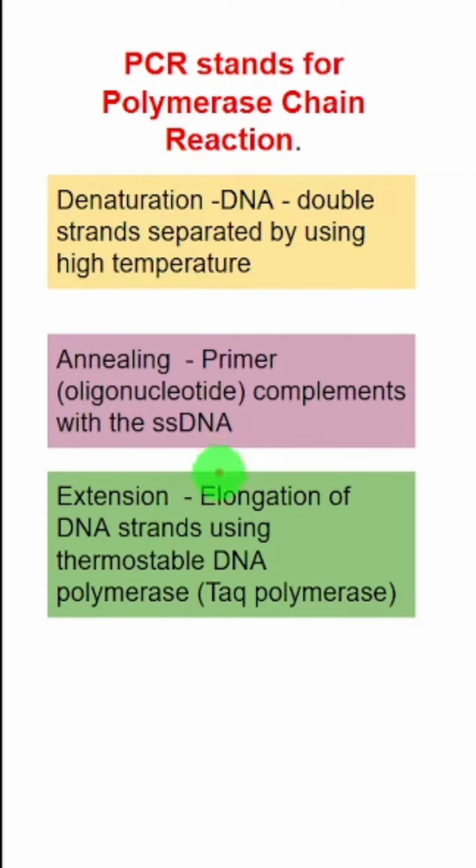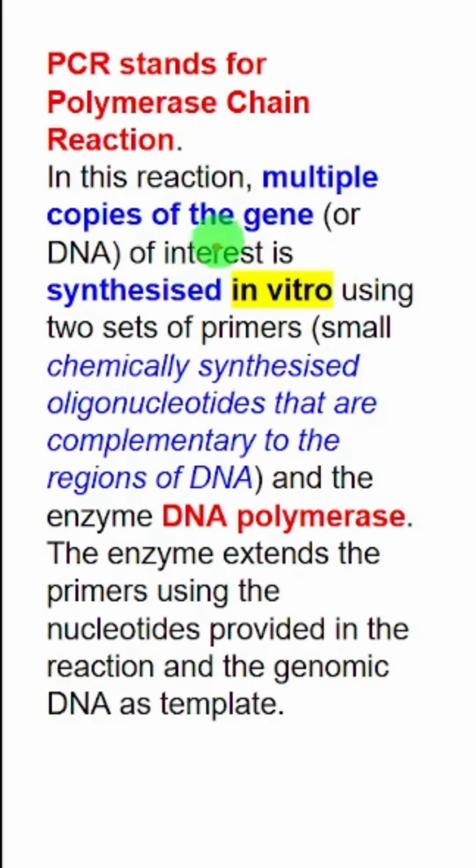So this is repeated around 30 times, 30 cycles of PCR, and we end up with around a billion copies of DNA. These are NCERT references.